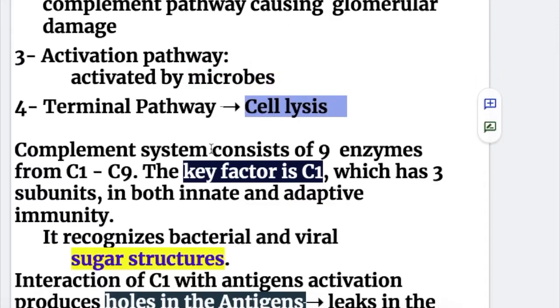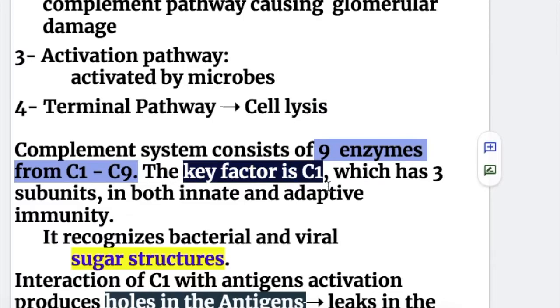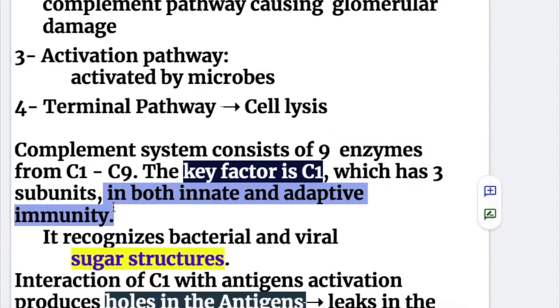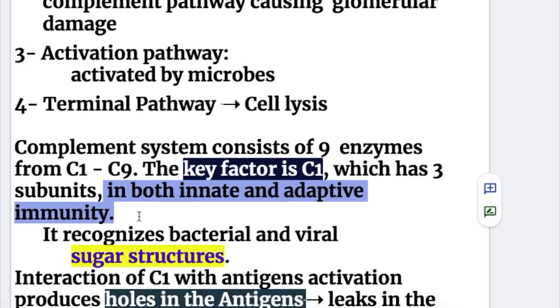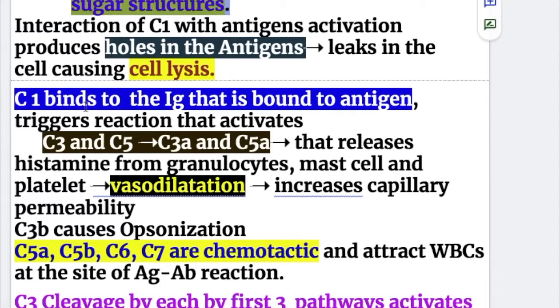So the complement system consists of 9 enzymes from C1 to C9, and the key factor is C1, which has 3 subunits, C1q, C1r, C1s, in both innate and adaptive immunity. So what's the function of C1? C1 recognizes bacterial and viral sugar structures which are different from a host cell. Interaction of C1 with antigen activation produces holes in the antigen that lead to leaks in the cell causing cell lysis. C1 binds to the immunoglobulin that is bound to antigen.